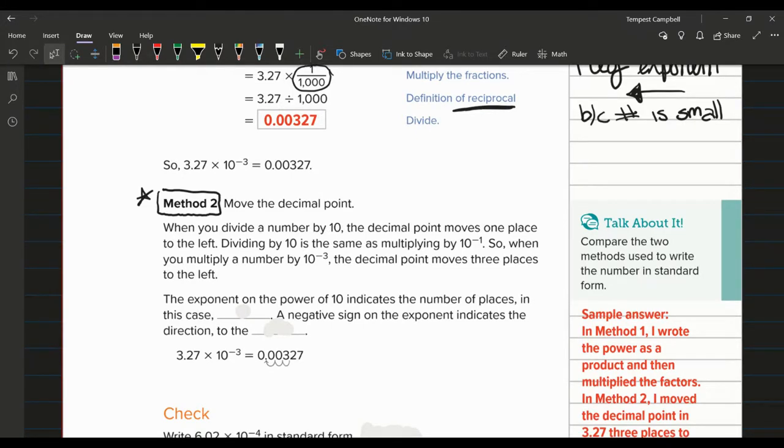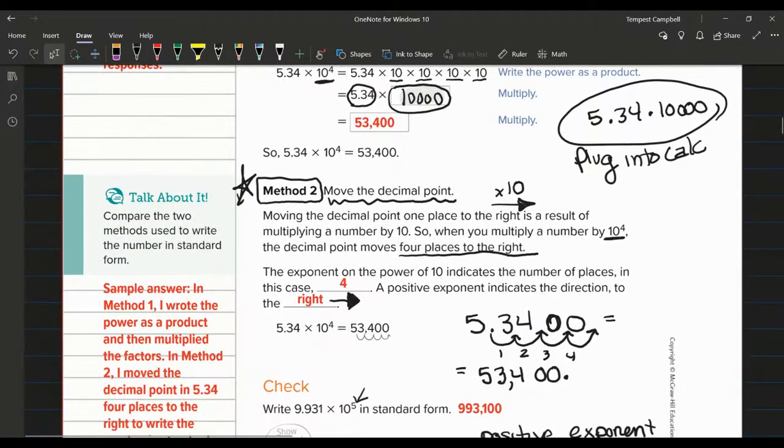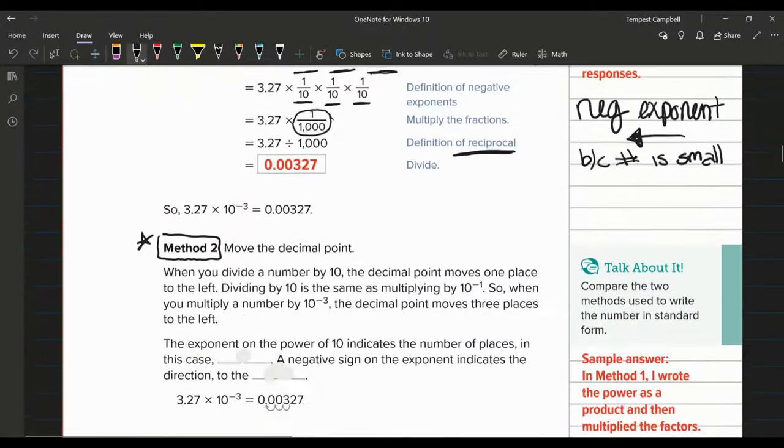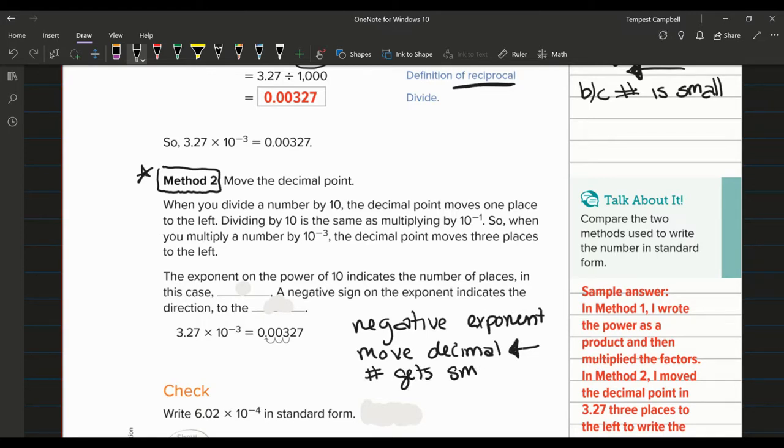When you divide a number by 10, the decimal point moves 1 place to the left. Dividing by 10 is the same as multiplying by a negative 1. So notice how up here we said that if it's a positive exponent, we move the decimal to the right and the number gets bigger. If it's a negative exponent, we move the decimal to the left and the number gets smaller.